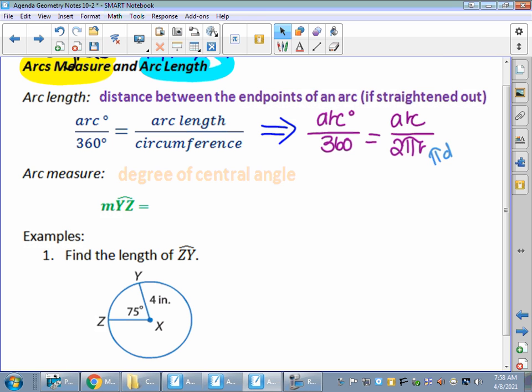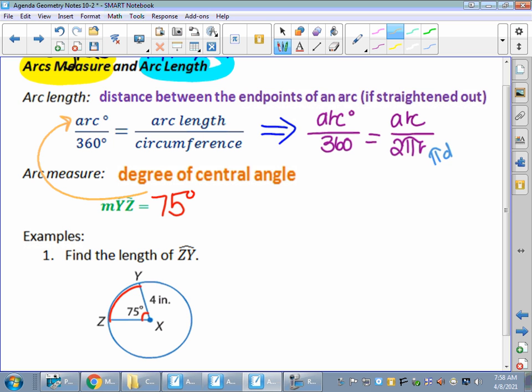Arc measure is actual degrees. So remember, the measure of an arc is the same as the central angle. So in this example down here, I've got arc YZ. Well, the measure, the degrees of arc YZ is the same as the central angle. So arc YZ is equal to 75 degrees. This value right here would go into the top of that first ratio. So we'd have 75 over 360 equals something over 2 pi r.